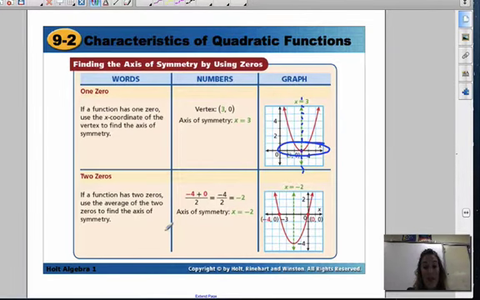If a function has two zeros, looking at this function here, to find the axis of symmetry, you have to find the average of the two zeros. So you take the x values, you add them together and divide by 2, like they have done here. So let's do some examples.